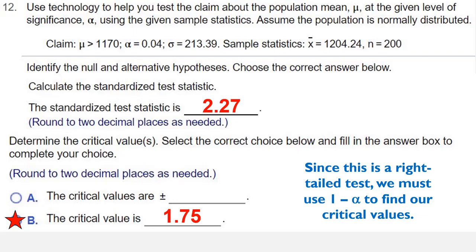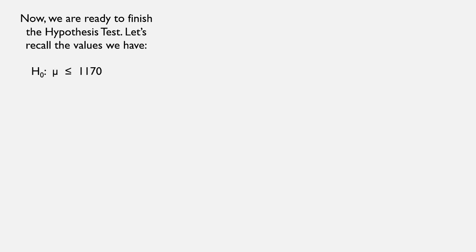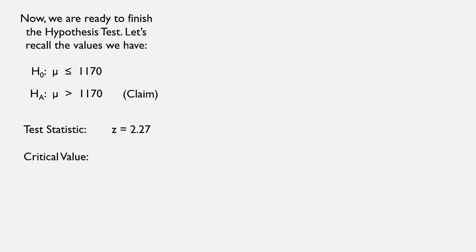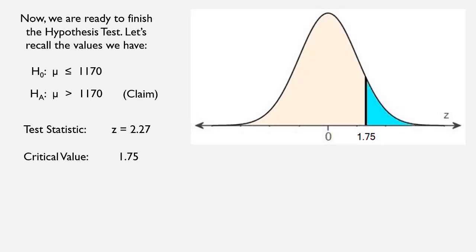Now we have enough information to perform our hypothesis test. Let's recall the information that we have. Mu less than or equal to 1170 is the H naught. Mu greater than 1170 is HA, and the HA here is the claim. The test statistic is Z equals 2.27, and the critical value is 1.75. If we draw a graph, we have our 1.75 with our rejection region shaded to the right, and when we plot the 2.27, it falls to the right of the 1.75 in the rejection region.